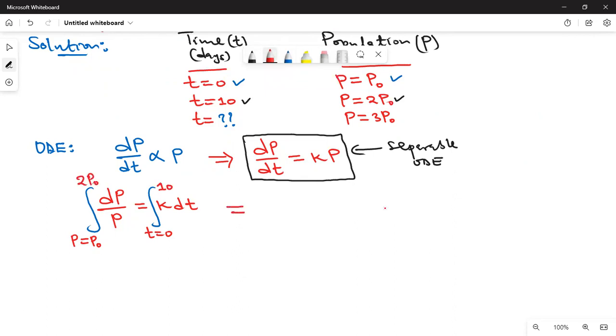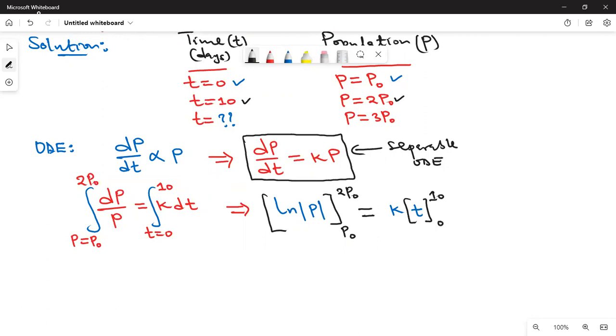So that when we integrate this, we are going to get ln P is equal to, of course, there are limits of integration, so let me add them. Ln P from P naught to 2 P naught, this should be equal to K T, and the limits are from 0 to 10.